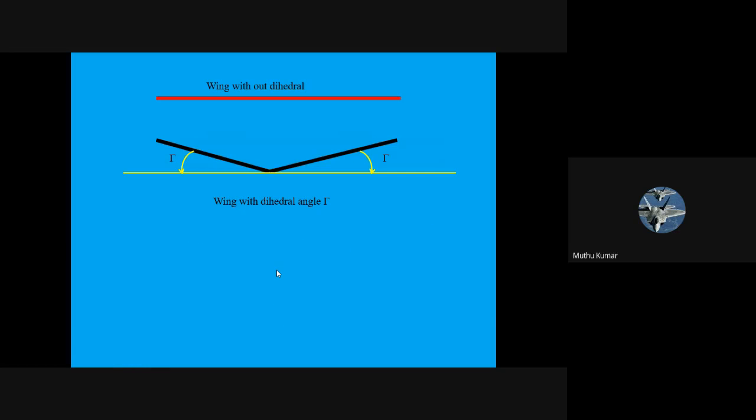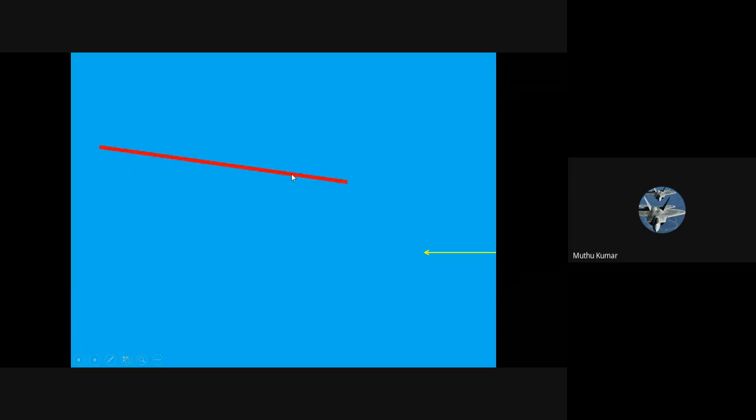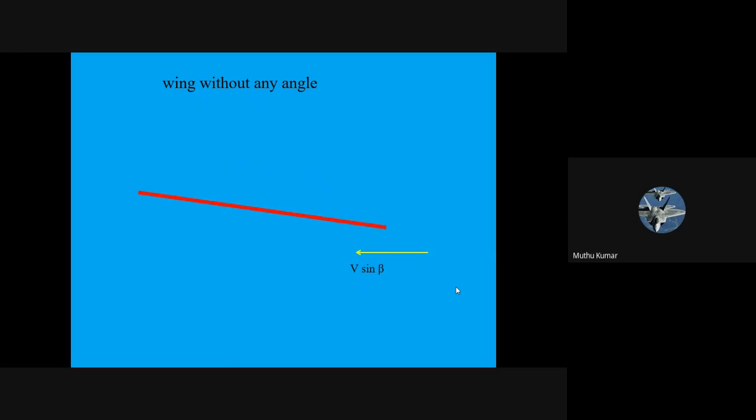If we go to the front view, the wing without dihedral and with the dihedral. So consider this arrangement. Without any angle, the aircraft has rolled. It is a straight wing without any dihedral. The aircraft has rolled towards this direction, so the wing has tilted. The tilt just continues. The relative wind comes, and that relative wind is V sin beta.